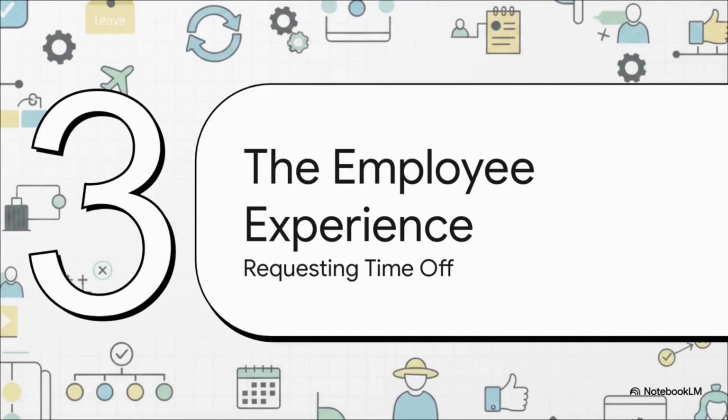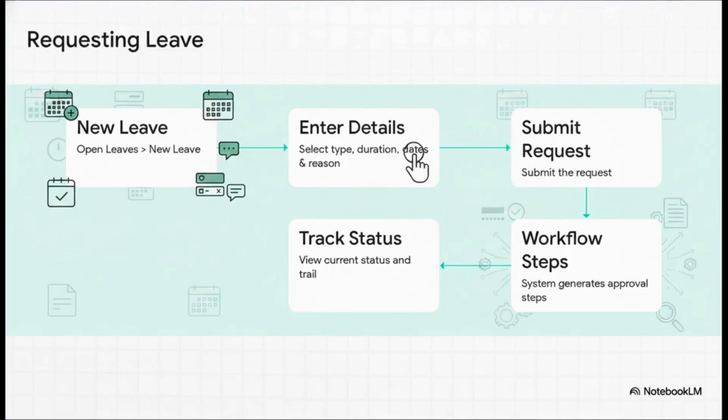Section 4, the employee experience, requesting time off. So what's it like for the employee? Honestly, it's an incredibly empathetic and clean flow. An employee simply opens leaves, clicks New Leave, and pops in their details, like the leave type, the dates, and a quick reason. The moment they hit Submit, the 925 work suite totally takes the wheel. That complex workflow we literally just configured is automatically generated in the background. This lets the employee effortlessly track their real-time status without ever having to worry about all that complicated routing logic.